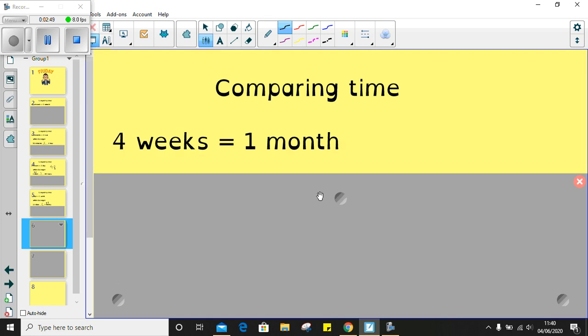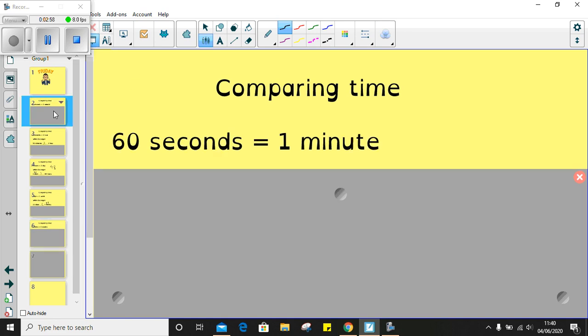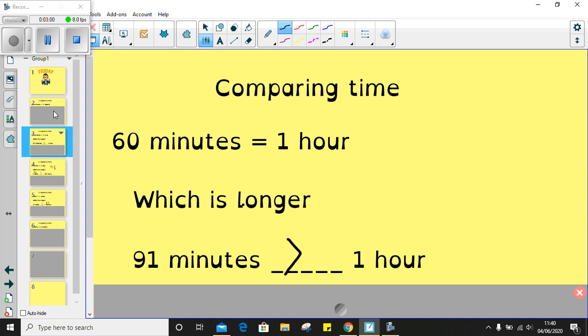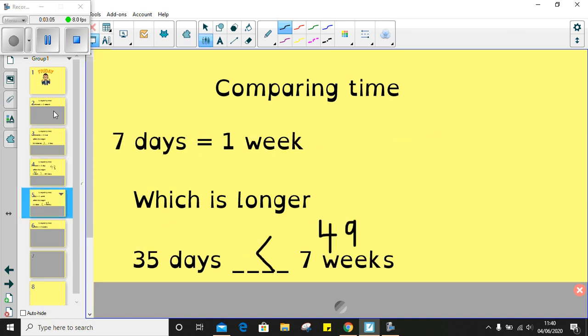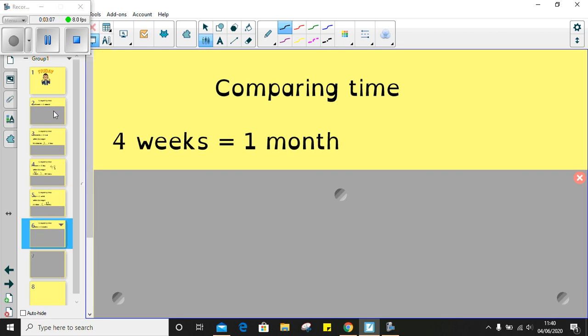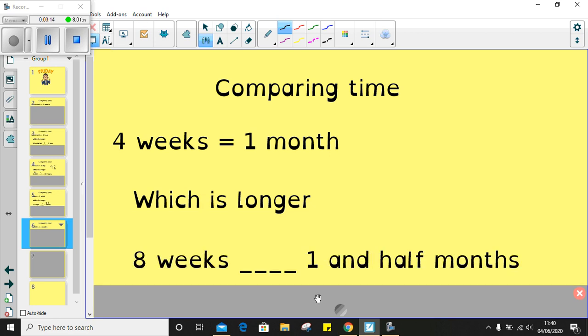Next one. There are 4 weeks in a month. So this can change depending on how many days are in that month, but 4 weeks on average are equal to a month. So we've got 60 seconds in 1 minute, 60 minutes in an hour, 24 hours in a day, 7 days in a week, and 4 weeks in a month. So which one is longer? 8 weeks or 1.5 months? I'll leave you with this one to figure out, so make sure you pause the video and you can have a look at that.